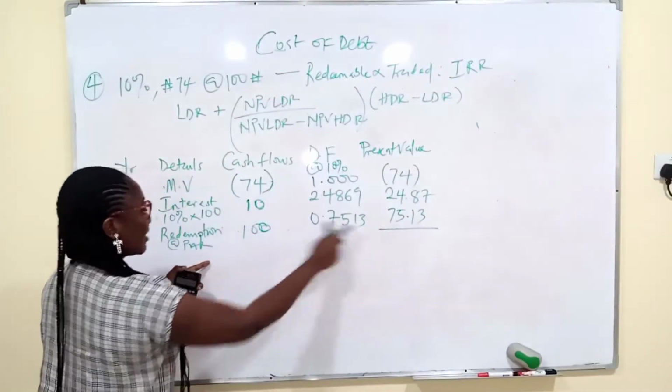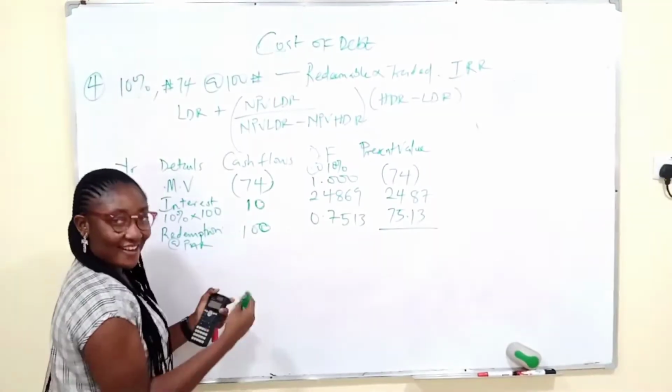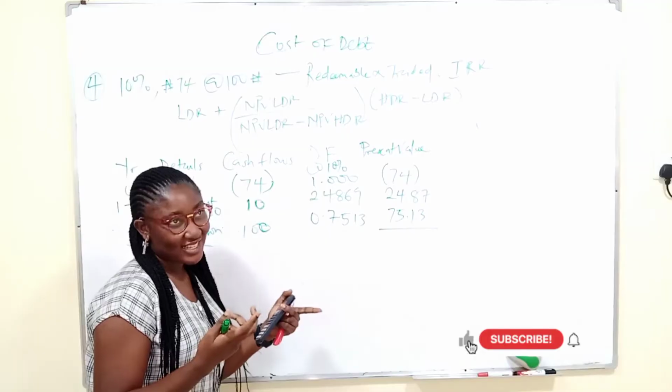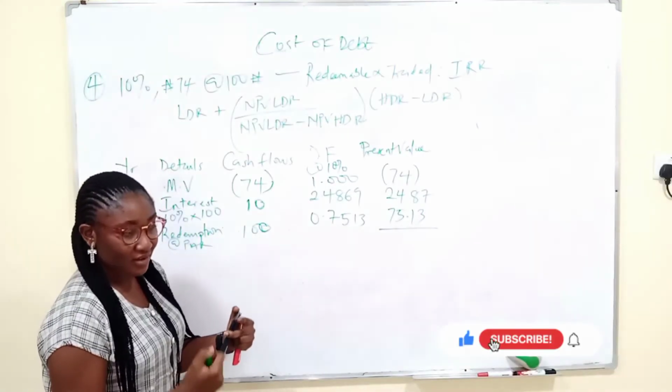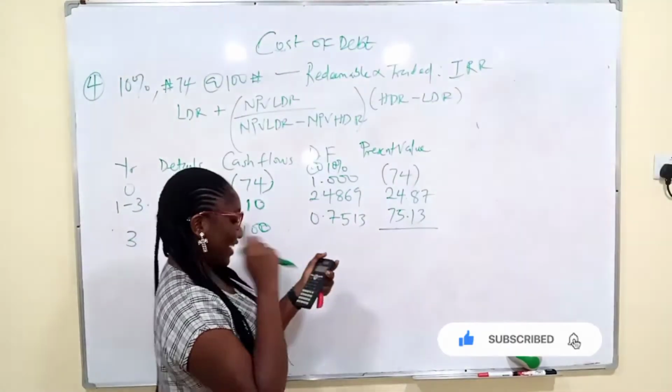So look at what I was saying, that when you tell the investor, you will collect 100 naira in 3 years' time, it should be at the back of his mind that 100 naira he will collect in 3 years' time is like the 75,000 of today. It's like 75 naira of today. So don't be too happy. That was how I learned it.